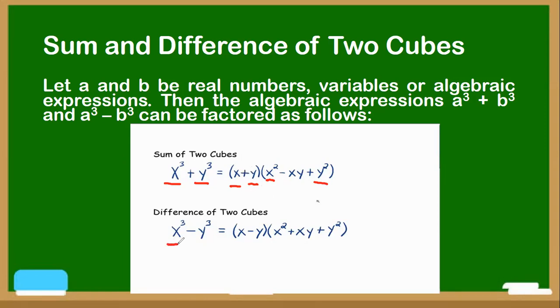For the difference of two cubes, just get the cube roots, which are x and y, for x cubed minus y cubed. Then get the product of x and negative y, which is positive, and then square the first and the last one. So that's how you get it in order for us to factor. Okay, so let's proceed.